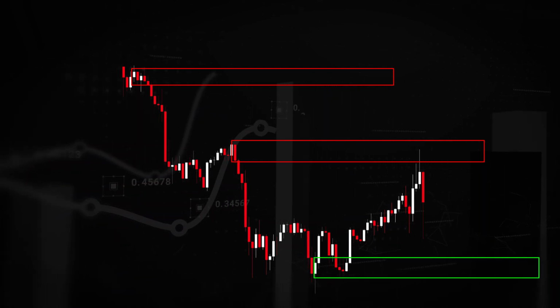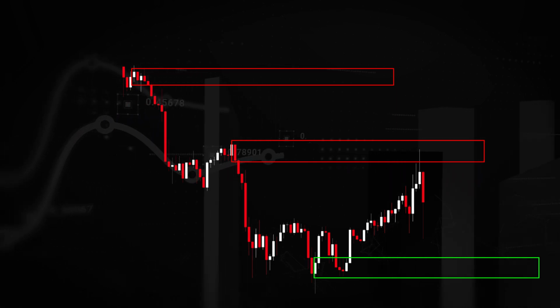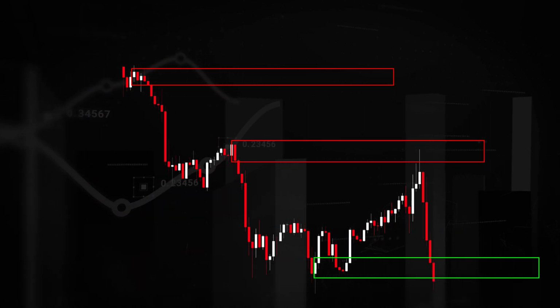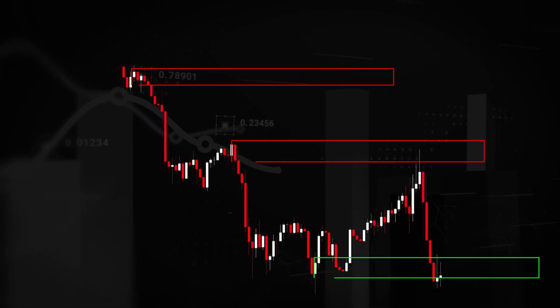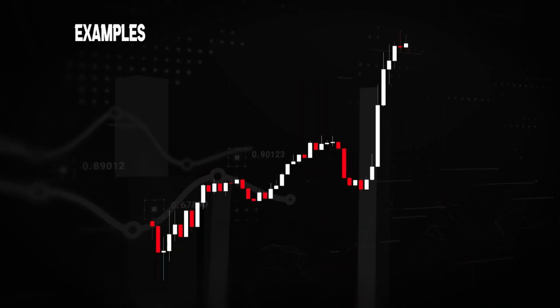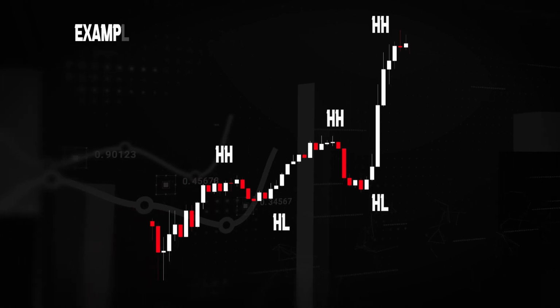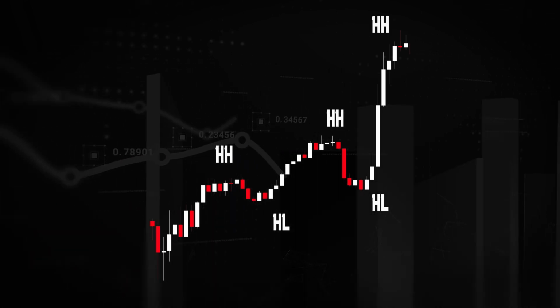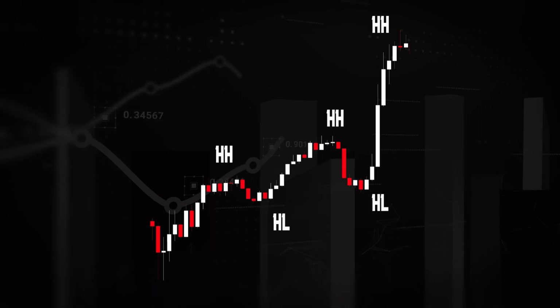Exit the trade. Plan to exit the trade when the price reaches the demand zone. This ensures you lock in profits as the price is likely to encounter support. Let's review a few examples. Here, the price is in an uptrend on the hourly time frame because it has formed higher highs and higher lows. Therefore, we look for buy signals during pullbacks.